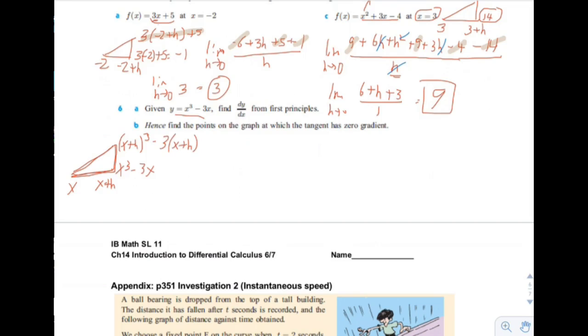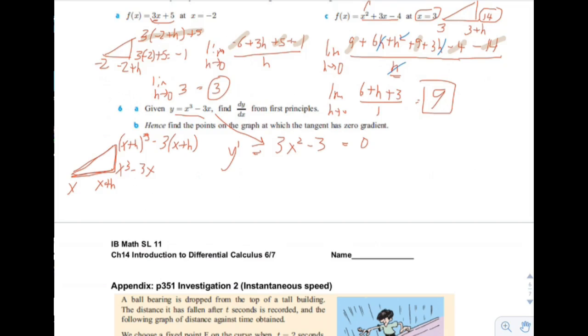Okay. And then it says, find the points on the graph at which the tangent has a 0 gradient. I'm just going to cheat here. I'm going to use the power rule, and the derivative is going to be 3x squared minus 3. Okay. And then we're going to say, okay, when does this derivative equal 0? Or when does the tangent have a 0 gradient?